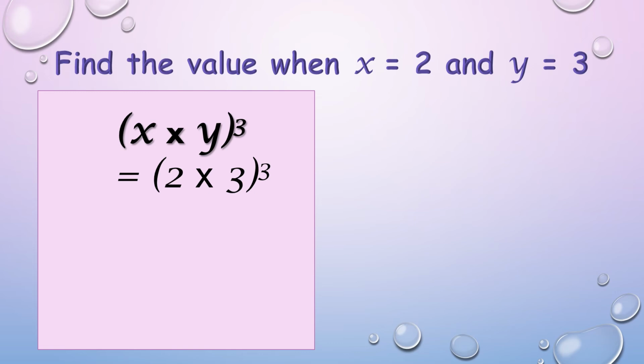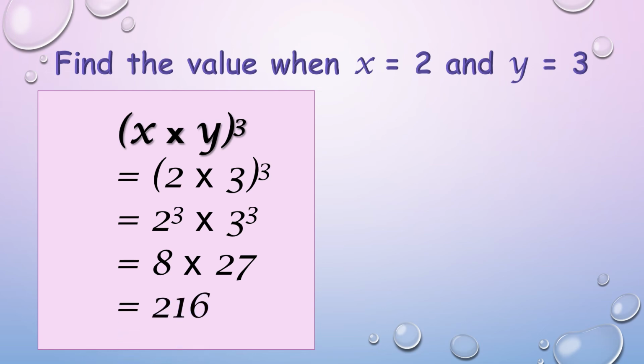There are two ways to find the answer. Let's see the first one. You can write the power of a product as a product of powers. So it is equal to 2 to the power 3 times 3 to the power 3. You know that 2 to the power 3 is 8 and 3 to the power 3 is 27. So the answer is 216.